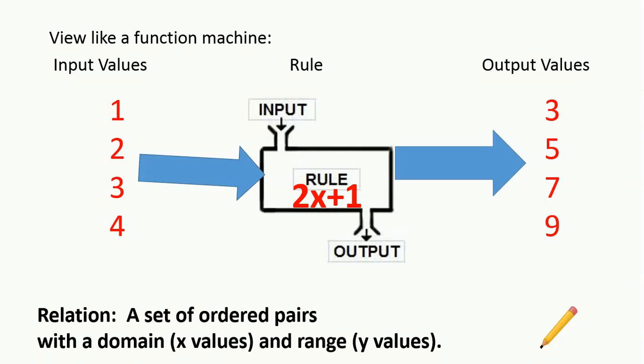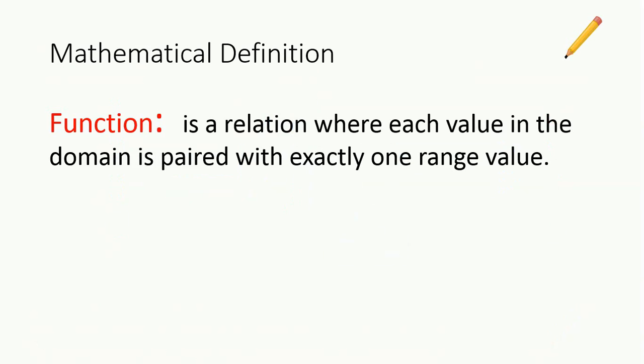And go ahead and write this definition down. A relation is a set of ordered pairs with a domain with x values and a range of y values, all right? So here's the mathematical definition of a function. A function is a relation where each value in the domain is paired exactly with one range value. So one domain value is only to one range value, okay?